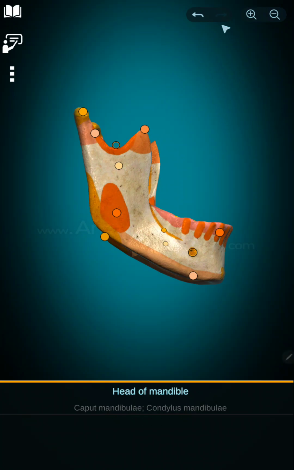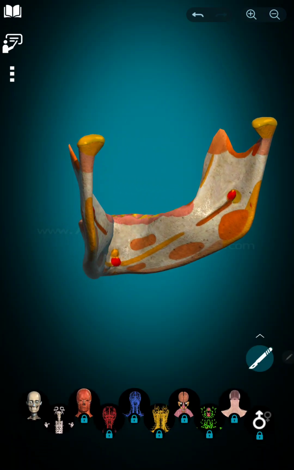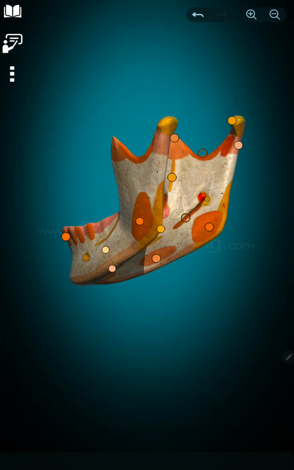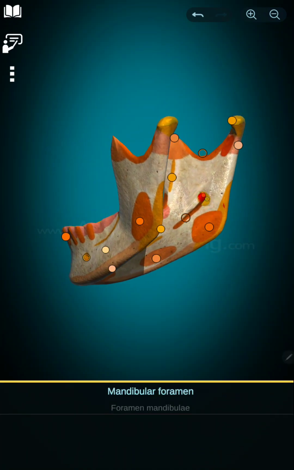Let us look at the medial surface. So this one is the medial surface. Here the mandibular foramen is present. It lies a little above the center of the ramus at the level of the occlusal surface of the teeth. Clear? Very important. Mandibular foramen lies above the center of the ramus, and it also leads to the mandibular canal.